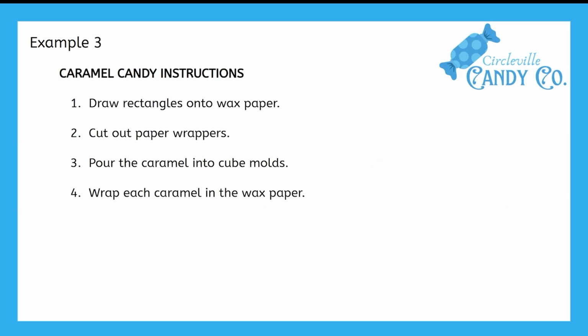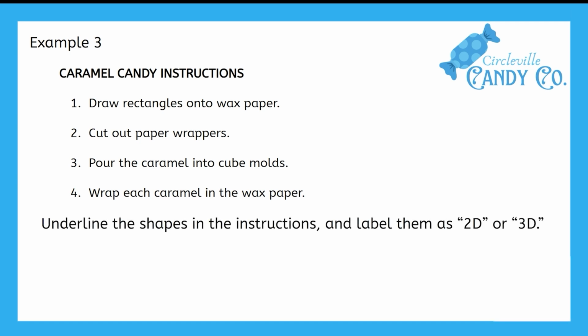Here's the last example in the manual. Caramel candy instructions. 1. Draw rectangles onto wax paper. 2. Cut out paper wrappers. 3. Pour the caramel into cube molds. And 4. Wrap each caramel in the wax paper. Same as before. Underline the shapes in the instructions and label them as 2D or 3D.